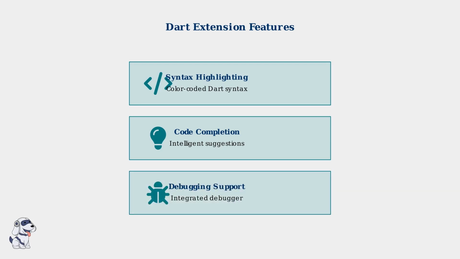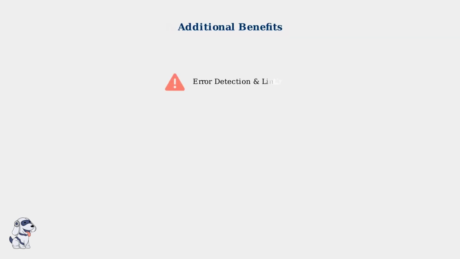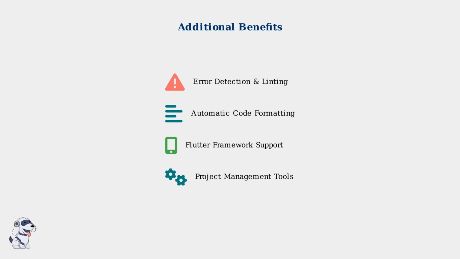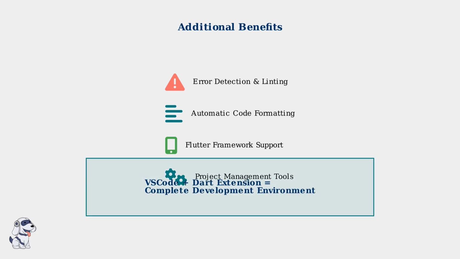It provides syntax highlighting to make your code more readable, intelligent code completion to speed up development, and integrated debugging support to help you find and fix issues quickly. Additional features include error detection and linting to catch problems early, code formatting to keep your code clean and consistent, and Flutter support if you plan to build mobile applications. With the Dart extension installed, VS Code becomes your complete Dart development workspace.